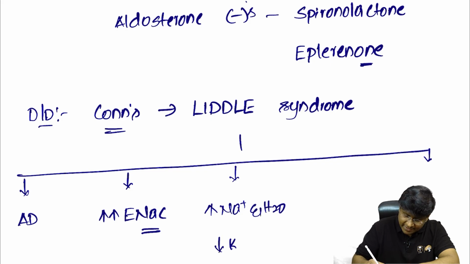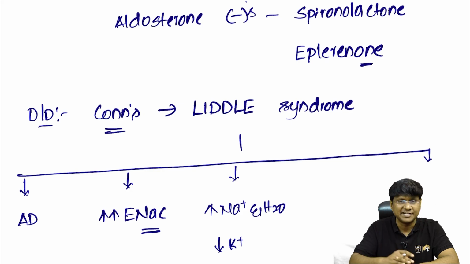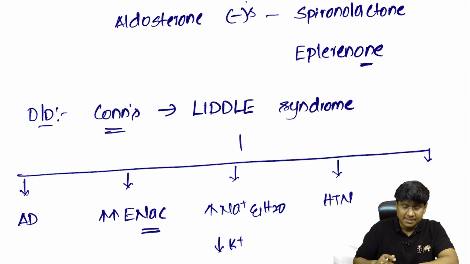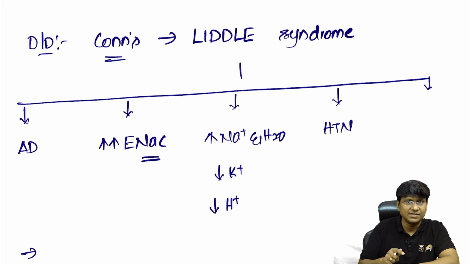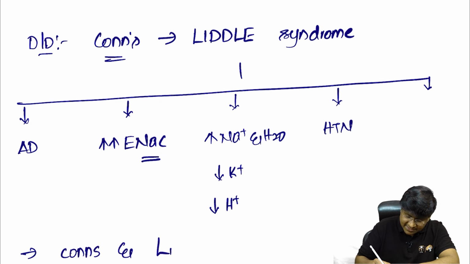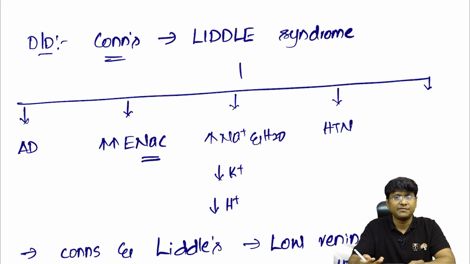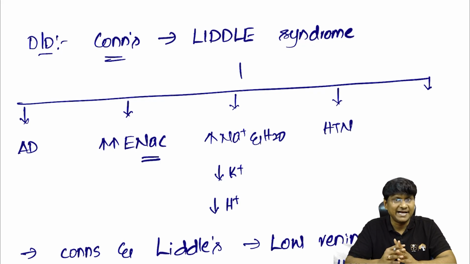That will cause hypokalemia, and that will cause a decrease in H+ ion, resulting in metabolic alkalosis. So these patients will develop hypertension. But you need to remember that in both Conn's as well as Liddle's, what is the type of hypertension that you will have? It is low renin hypertension, okay? Because in both of them there is increased renal perfusion. So the renin levels get reduced, but the blood pressure is increased because of the hyperaldosteronism.